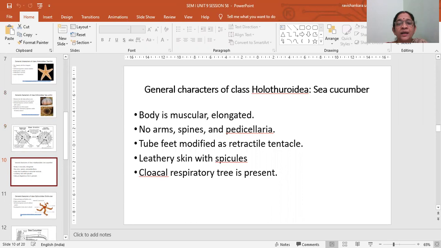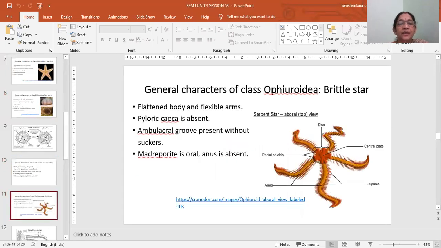The body is muscular, elongated, without radiating arms, but they have an antero-posterior orientation along the oro-aboral axis, a vertically elongated body like a cucumber. Tube feet are modified as retractile tentacles. Leathery skin with spicules. A cloacal respiratory tree is observed.